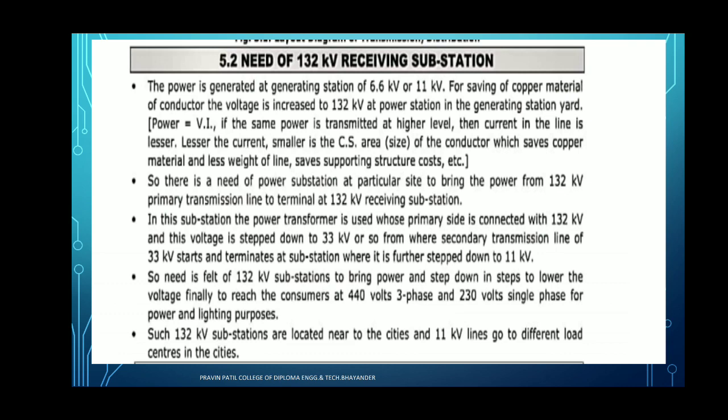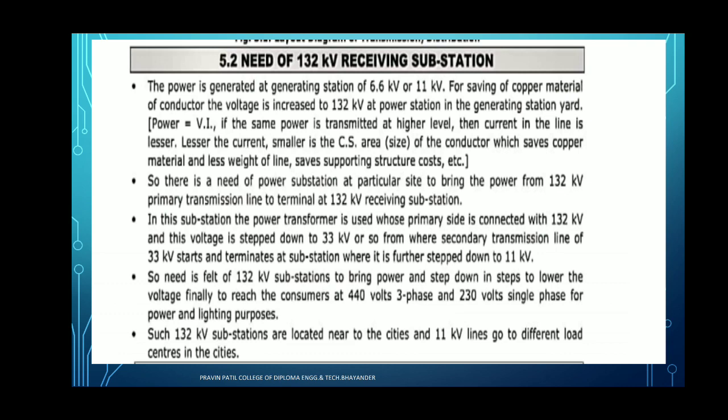If the same power is transmitted at a higher level, then the current in the line is less. Less the current, smaller the cross-sectional area, that is the size of the conductor, which saves the copper material. Less weight of the line also saves the supporting structure as well as the cost of the copper material. So this is the main point regarding the 132 kV substation.